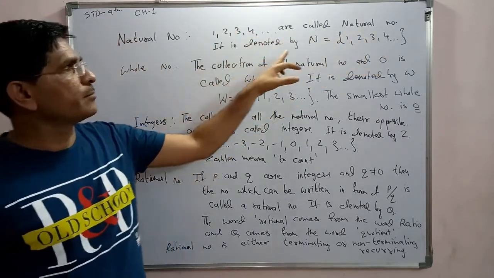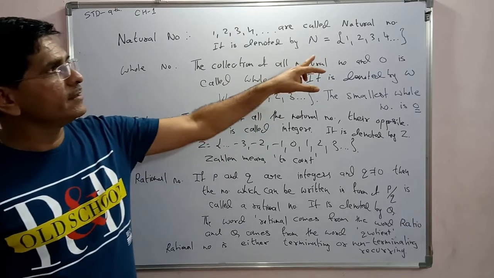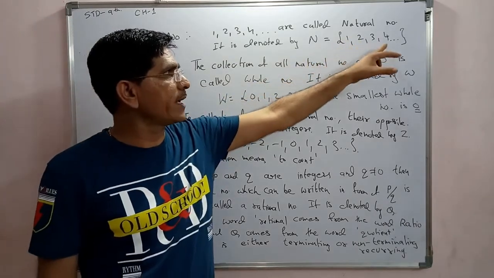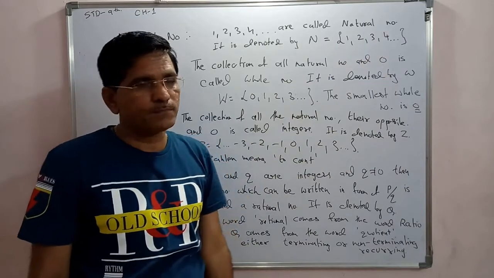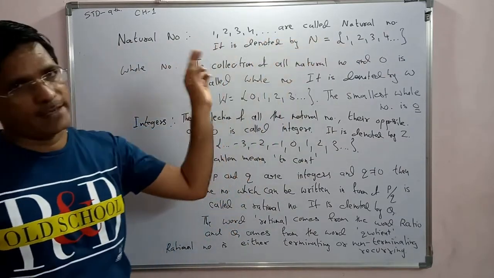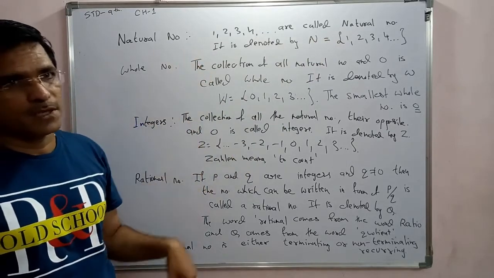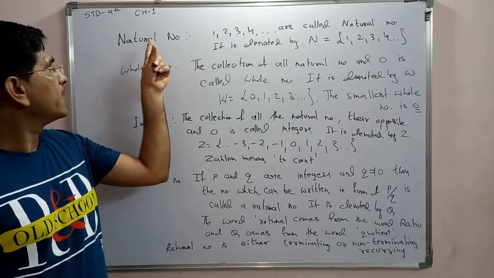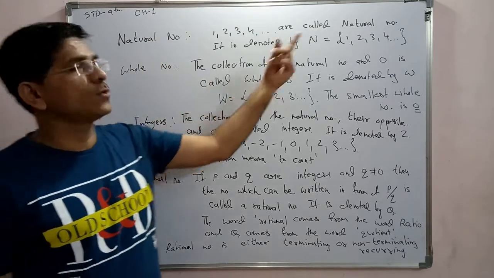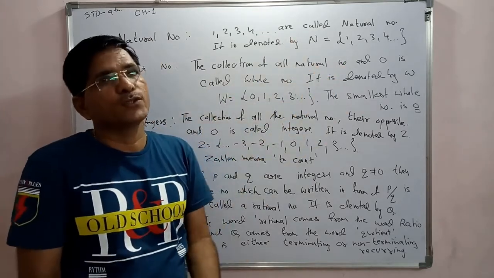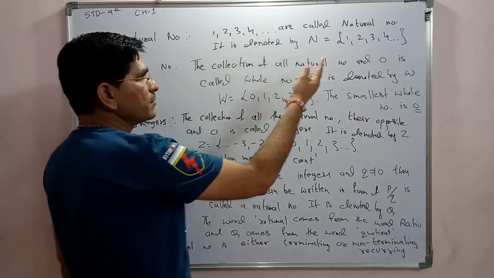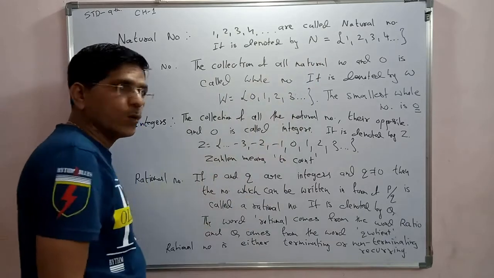It is denoted by N. In set form we can write in curly brackets 1, 2, 3, 4 and three dots. We can also represent it on a number line. Afterward, after natural numbers, comes whole numbers. So if we add 0 to the natural numbers, we can say it is a whole number.